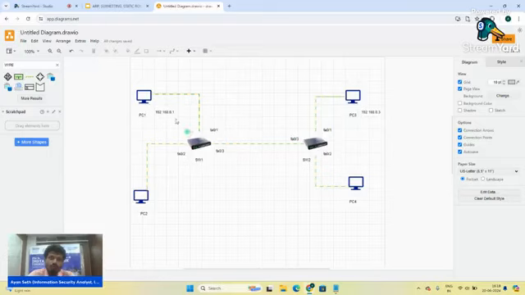So when PC1 wants to send the data to switch 1, first the ARP cache will be checked to see whether the IP address is mapped with a MAC address or not. If it is not mapped, then the process of ARP request happens. Otherwise, the data will travel in the normal flow, from PC1 to switch 1, from switch 1 to switch 2, and from switch 2 to either PC4 or PC3, wherever it is intended to go. So this is the whole concept of ARP.